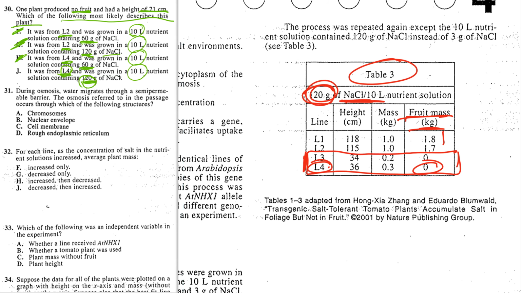It's just matching. You don't have to know what anything means. You're just matching fruit. You're just matching NaCl. And you get the right answer 10 times out of 10. Answer J.